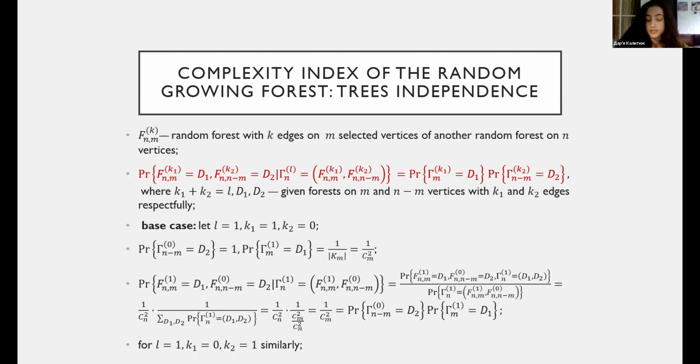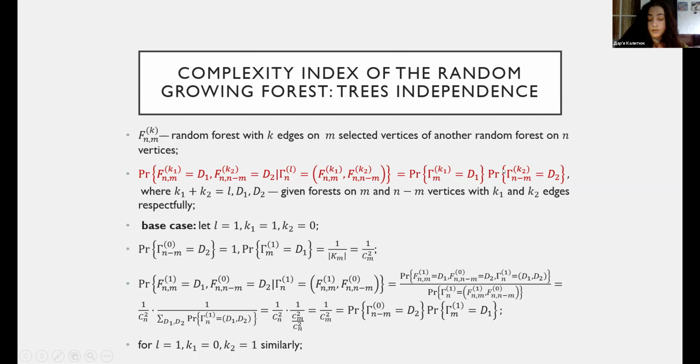Let's divide the set of n vertices into two disjoint subsets of dimension m and n-m respectively. So the probability that at some moment forests D1 and D2 with K1 and K2 edges will grow on these subsets, conditional on the fact that at some moment a forest with K1 plus K2 edges was formed on n vertices, and this forest can be split into two forests with K1 and K2 edges on m and n-m vertices, is equal to the product of the probability of growing forest D1 on an isolated set of m vertices, and growing a forest D2 on an isolated set of n-m vertices.